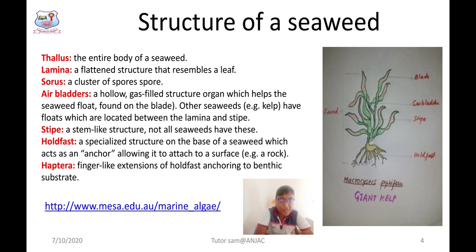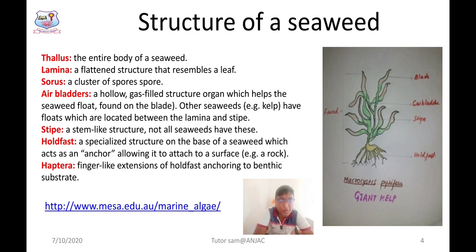There is another structure called sorus. They are spore-bearing structures, within which they enclose sexual and asexual spores, which are required by the algae for its propagation. And most of the algae are floating in nature. This is due to the presence of air bladders, which make the algae float on the surface of the water.